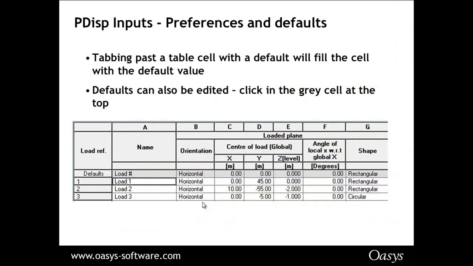In terms of shortcuts, there are a number of shortcuts available in all the geotechnical programs. This is one of them. For example, you can put defaults in these grey boxes, which are shown here. Once you put your default in, instead of having to type in every time load, horizontal, 0, if you tab through these boxes, it comes in automatically. And you can change your defaults as well in the grey box. So that's quite a useful thing.